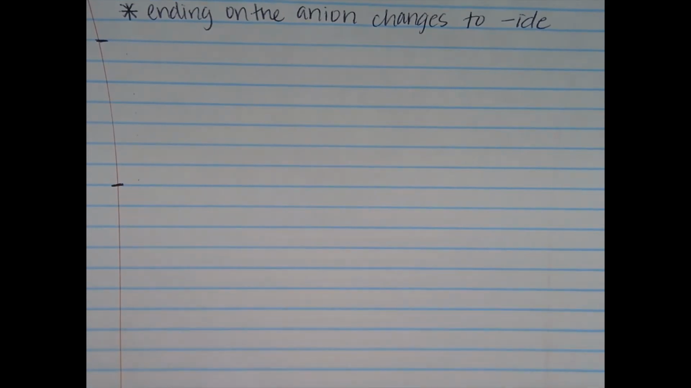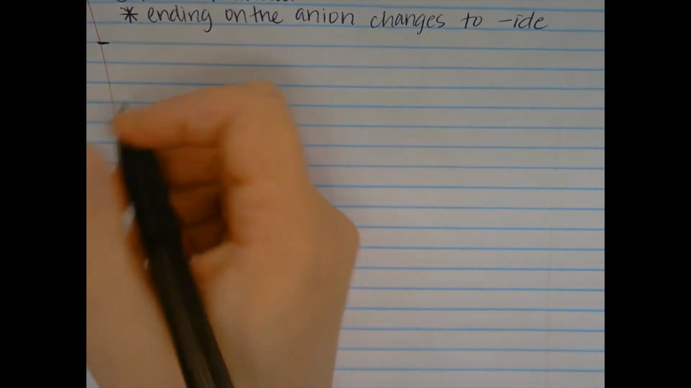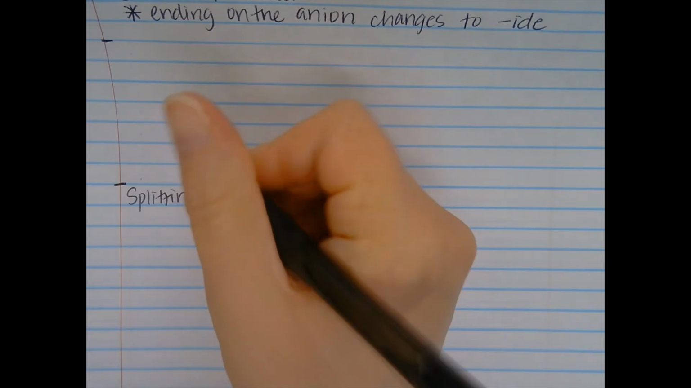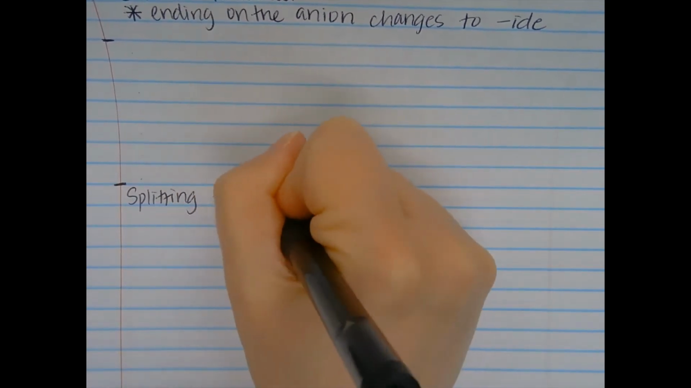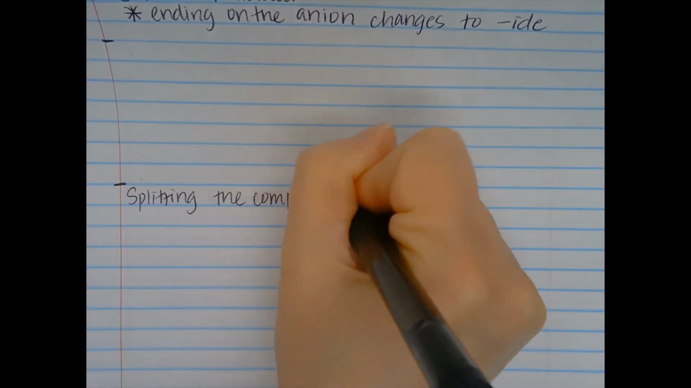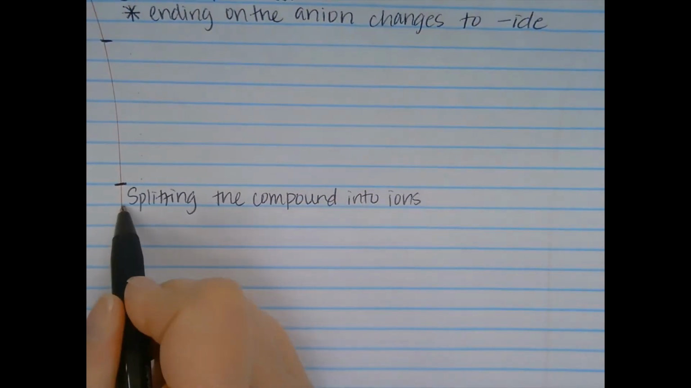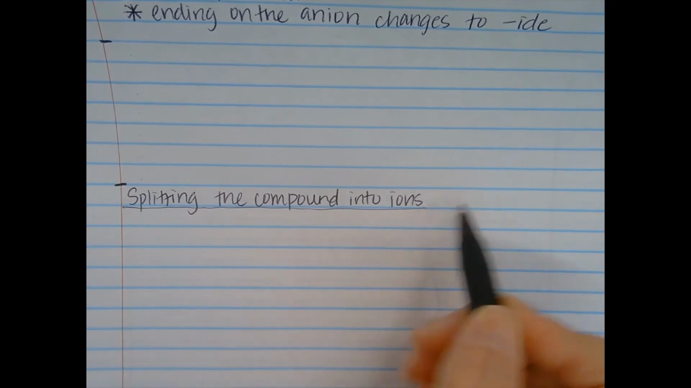So now we have a formula. Let's say we're still looking at that MgBr2. If I give you that to start and I ask you to split it up into ions, how do we do that? So we're basically going to uncrisscross before we form the compound, and now we're going to break it apart. So splitting the compound into ions.